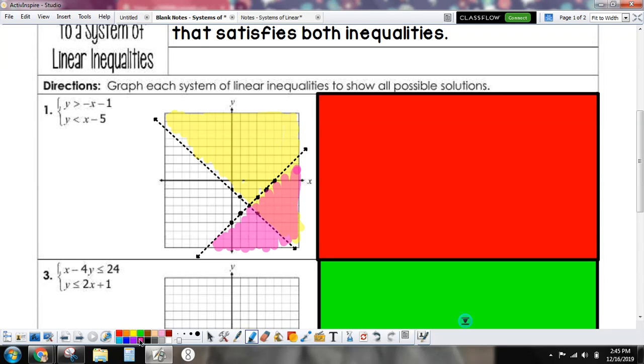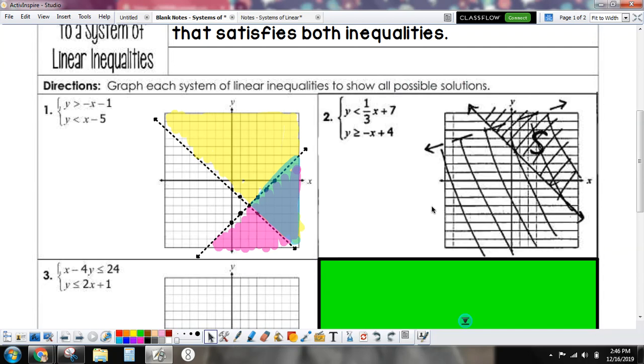And my solution here is this region. It's a different color. Sorry about my voice. This region right here, where they were double overlapped, is going to be my solution to this system. Try to. This is what you should have gotten for number 2.